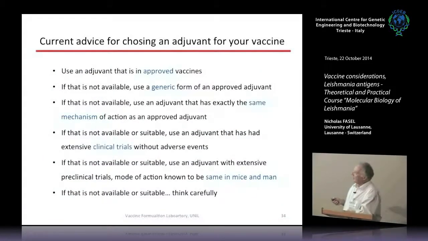Then, if you cannot answer this question, if you don't get anything from these first 4 conditions, you can use an adjuvant with extensive preclinical trial, mode of action to be the same in mice and men. It's not easy to define. And if it's not available or suitable, I think, think carefully. I would not do the experiment. Okay.